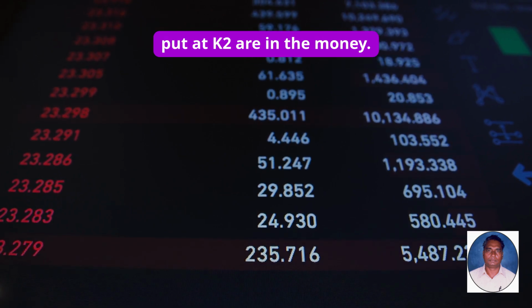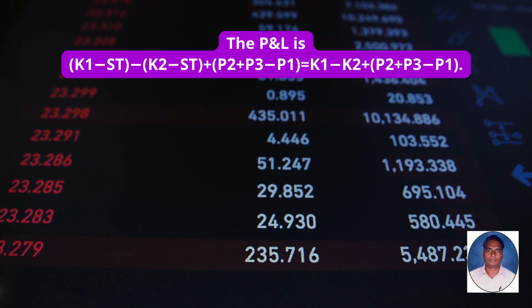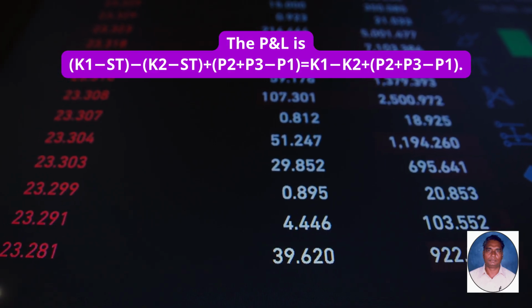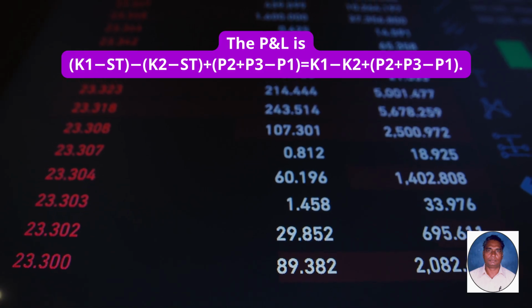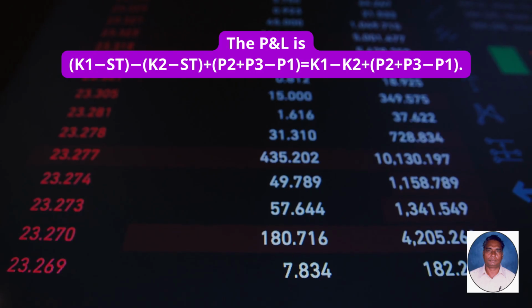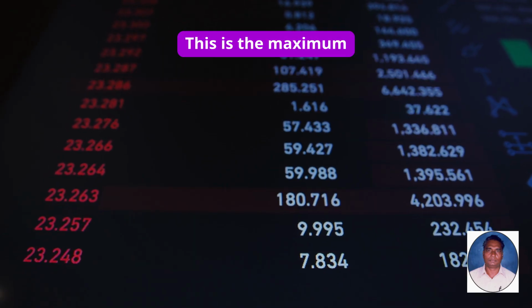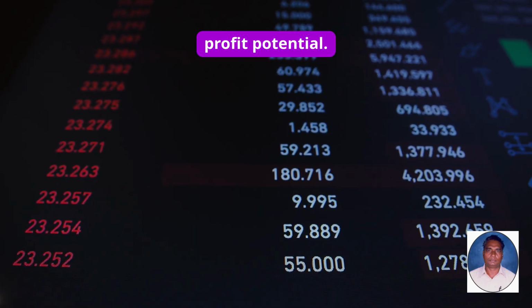If K3 < ST < K2, both the bought put at K1 and the sold put at K2 are in the money, and the P&L is K1 minus ST minus K2 plus ST plus P2 plus P3 minus P1, which equals K1 minus K2 plus P2 plus P3 minus P1. This is the maximum profit potential.